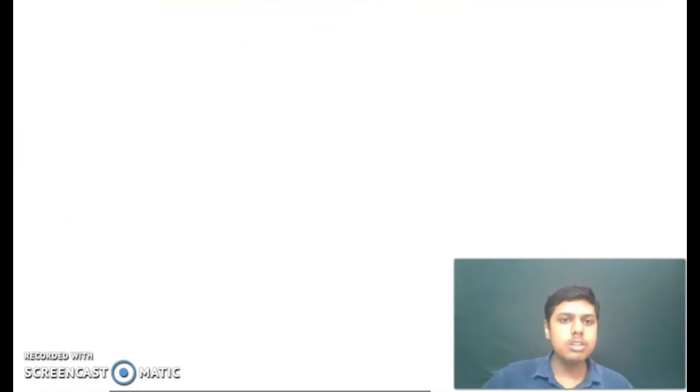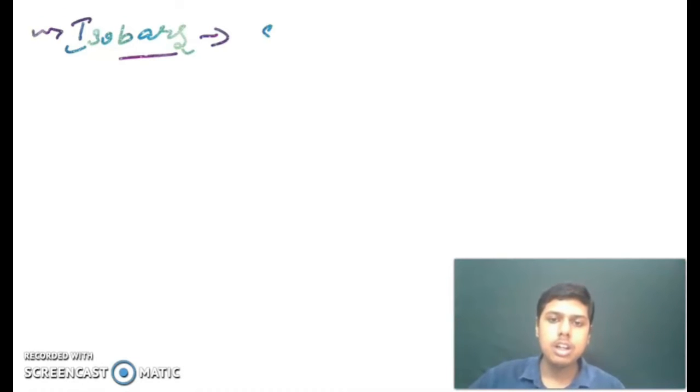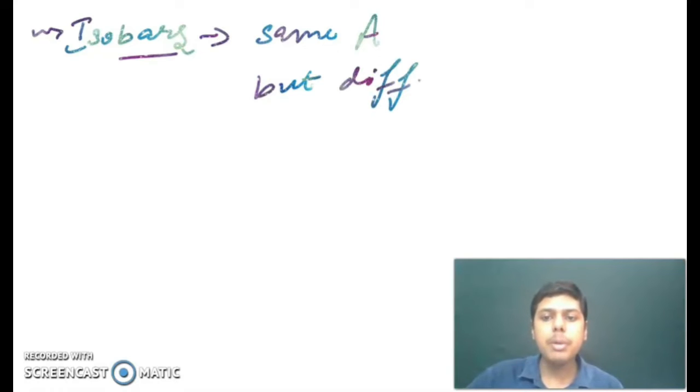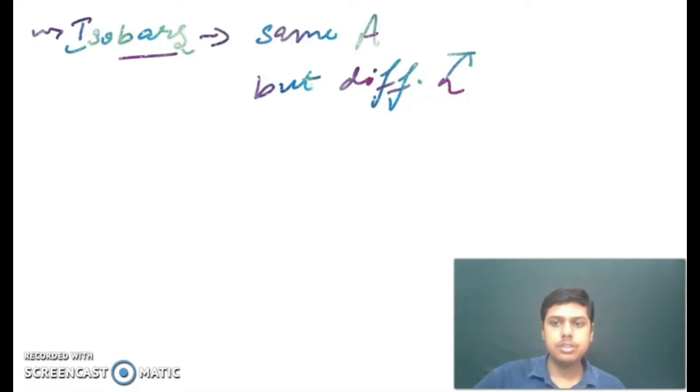Now moving further, another term we have is isobars. The isobars are the nuclei having same mass number but different atomic number.